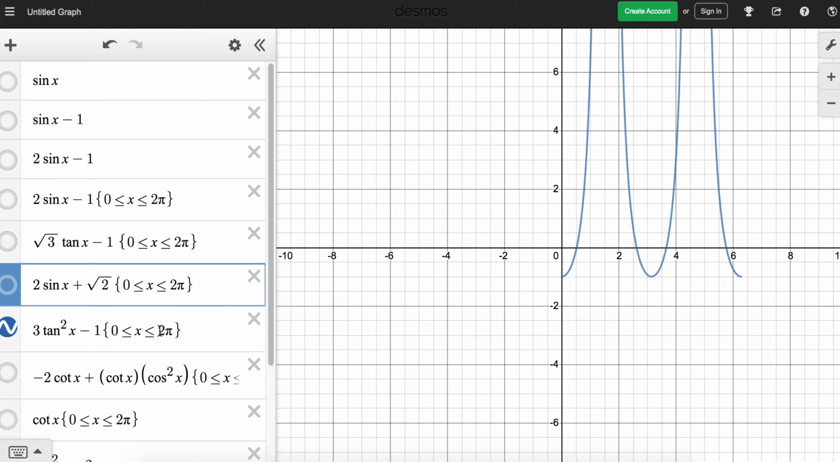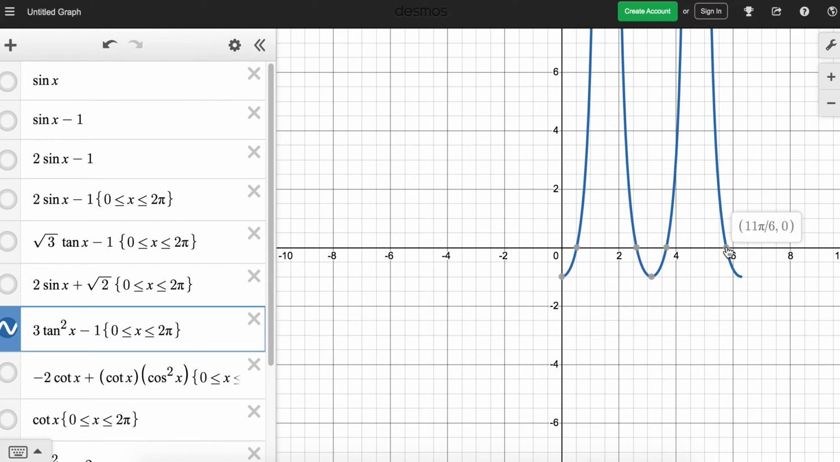Still on our restricted domain of 1 rotation. And we're looking for those x-intercepts. Notice that we kind of have more solutions than we've seen so far. We got 4 solutions this time. We got pi over 6, 5 pi over 6, 7 pi over 6, and 11 pi over 6. All x-intercepts, so those are all going to be solutions to our equation.